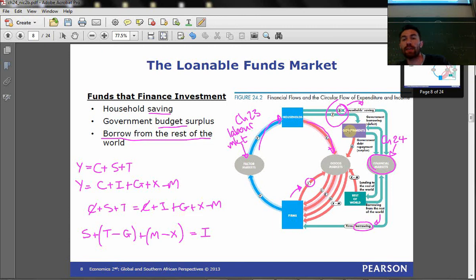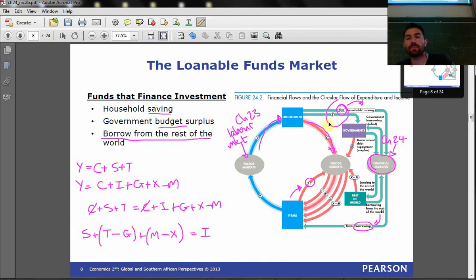Taxes, remember, if government doesn't spend them, those taxes can also go through financial markets back to firms who are borrowing from government and then spending through investment. So those taxes can come back through investment as well.